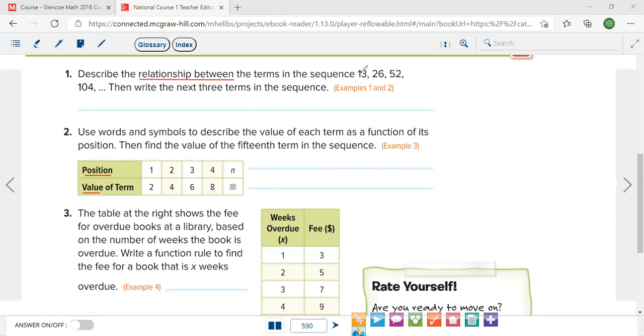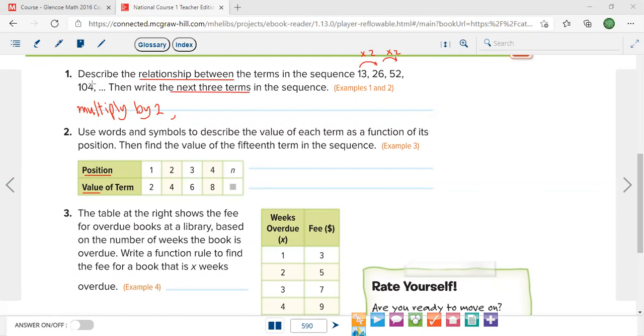Describe the relationship between terms of the sequence 13, 26, 52. So adding 13, it's clear that we are adding 13 plus 13, and here also plus 13, and so on. But I think this is not adding 13, because from 26 to 52, it's multiplied by 2. So it's not adding 13, it is multiplying by 2. Times 2, times 2, and also from 52 to 104, times 2. So we say multiply by 2.